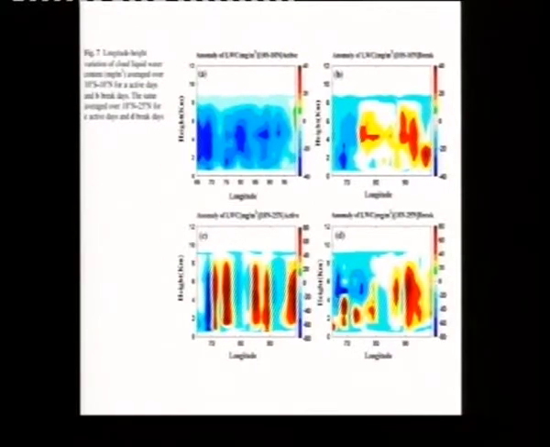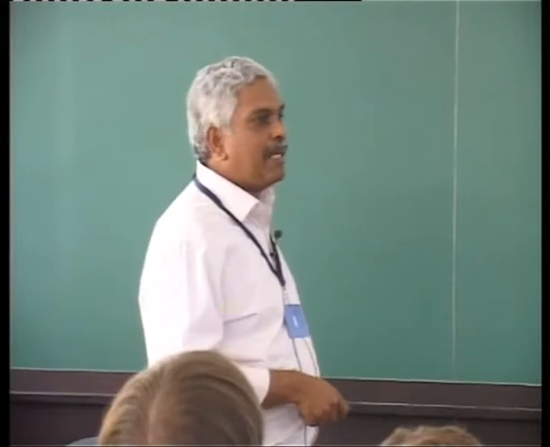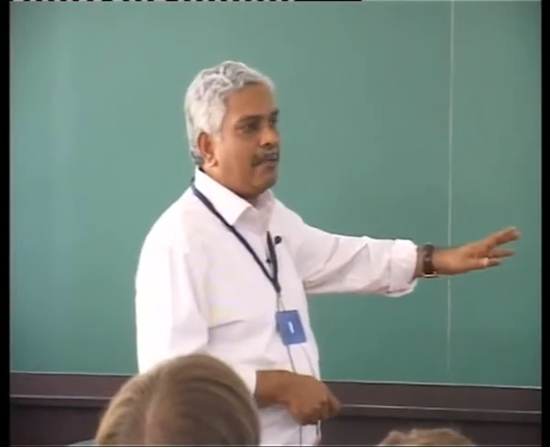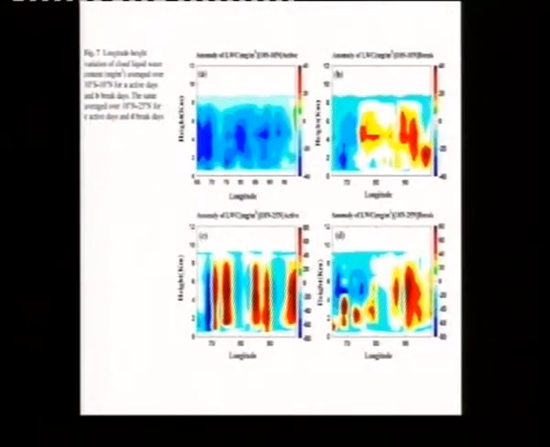This is over the equatorial Indian Ocean. During an active spell, you can see that all are negative. That means the convection is completely suppressed over the equatorial Indian Ocean. And this is for the monsoon trough region, 18 degrees north to 25 degrees north. Here the monsoon trough is not completely covered by positive anomalies, because these are basically synoptic scale anomalies.